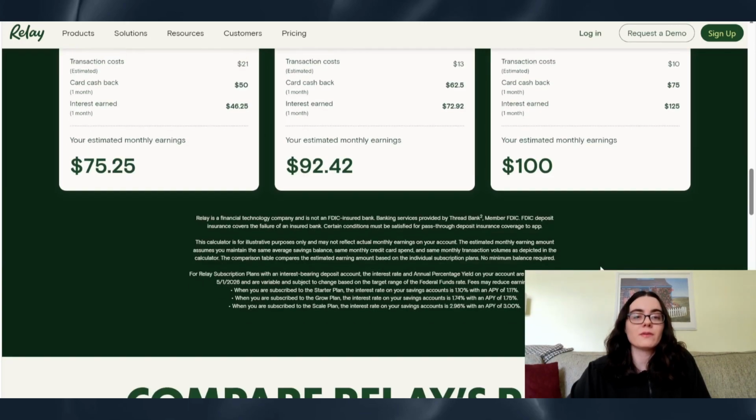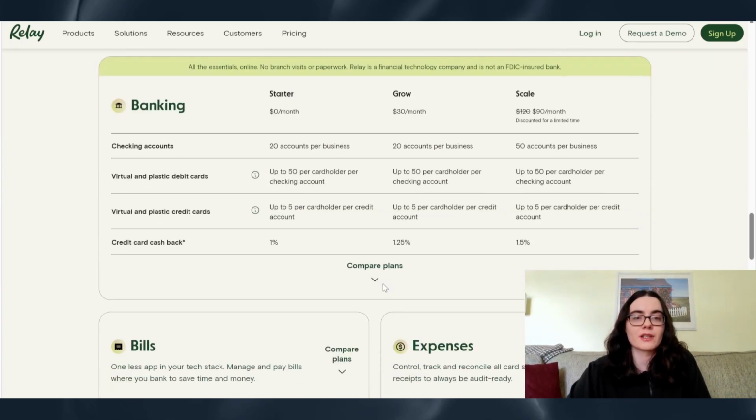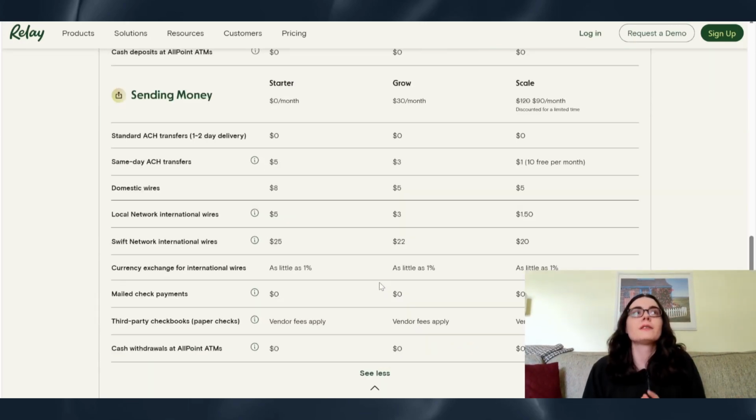One benefit here that I do want to mention. So with Melio, there's a set number of ACH included in your plan, except for the unlimited plan, then you get unlimited free ACH. But with Relay, ACH transfers are free no matter which plan you're on. That is really a benefit there.